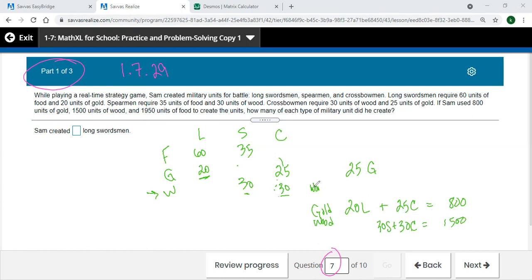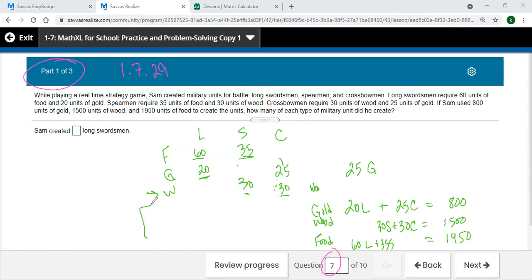And then the last one, food. That's the top row here. So that was 60 by the long swordsman and 35 by the spearman. And the total they used for food was 1950. All right, Sam created, now we're just supposed to solve for each.